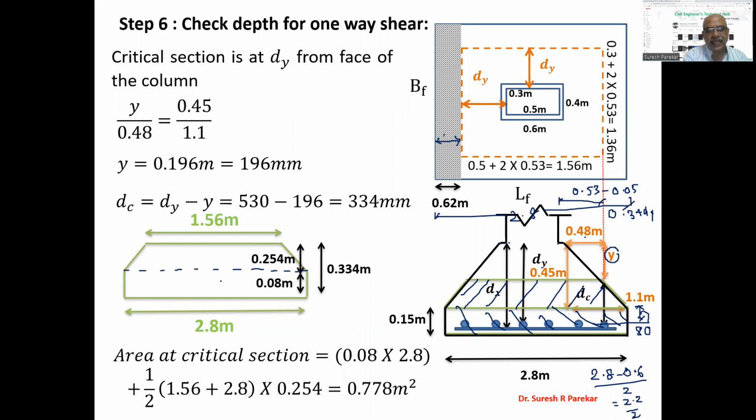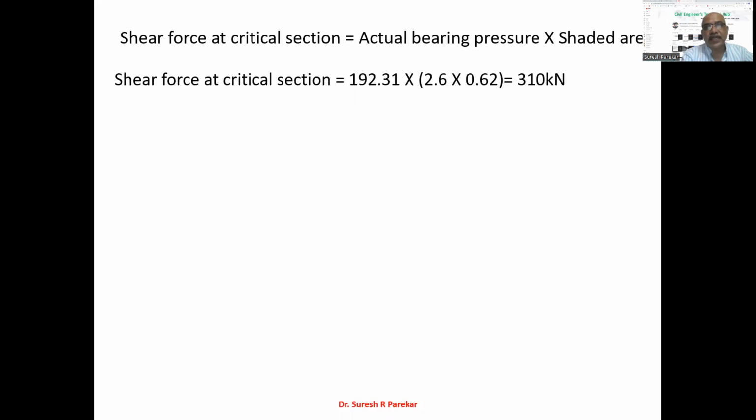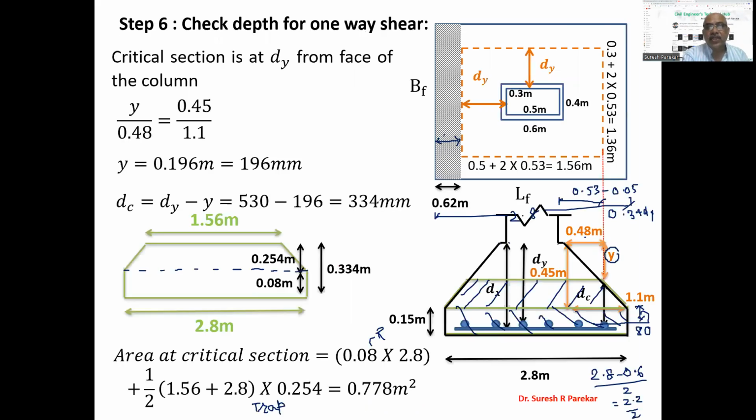Now you can see this area at the critical section: 0.08 into 2.8, because this portion is a rectangle, and this portion is a trapezoidal. For the trapezoidal, it is 1/2 the summation of parallel sides into depth. So likewise, we have this area at the critical section. And now the shear force at the critical section, I already mentioned, is for this hatched portion. So that I already mentioned.